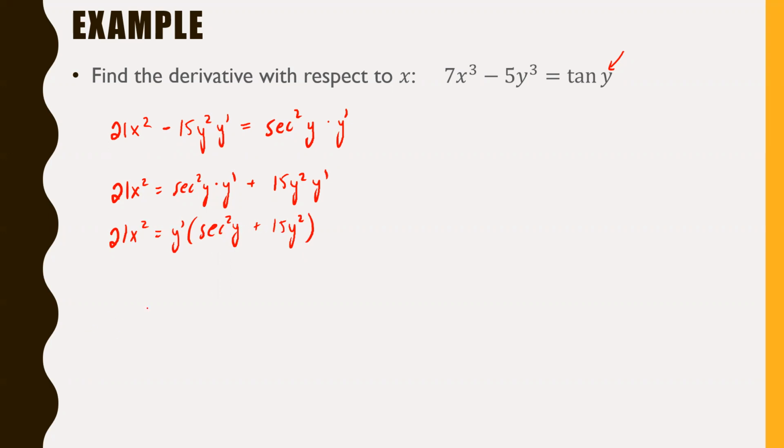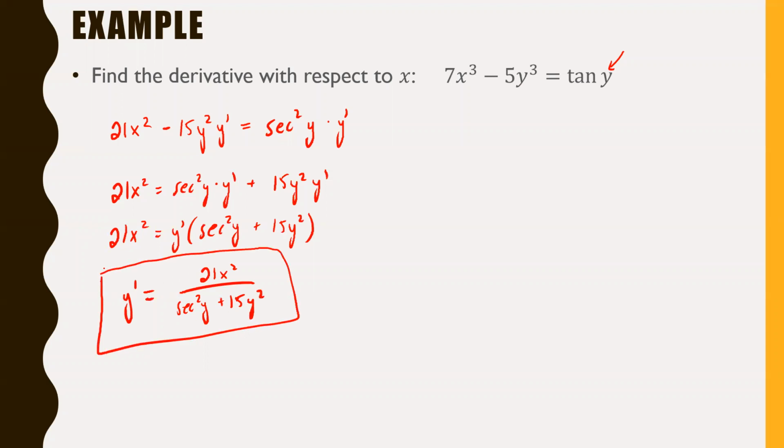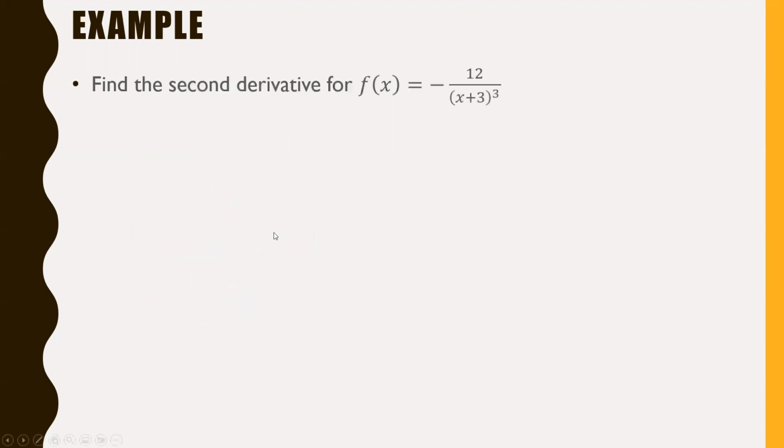I'll even rearrange this around because I always like having y prime on the left. So I'll say y prime equals 21x squared, all divided by secant squared y plus 15y squared. And that right there would be your derivative. Not a very nice looking derivative, but at the very least it did simplify a little bit. It wasn't like those other ones where it stayed just the same on both, but it is what it is. All right, next one.